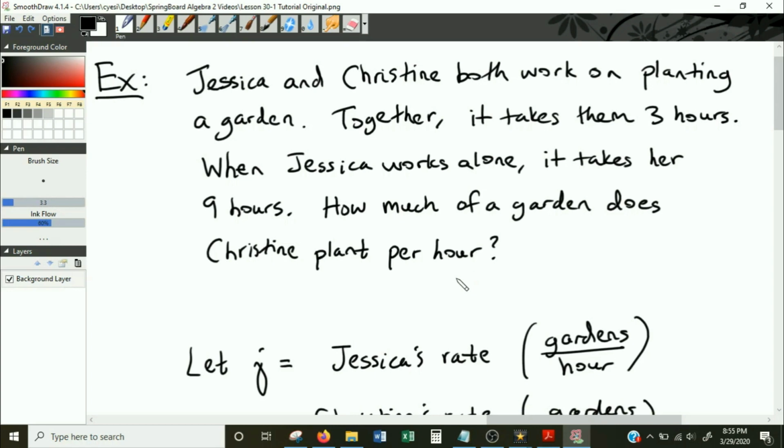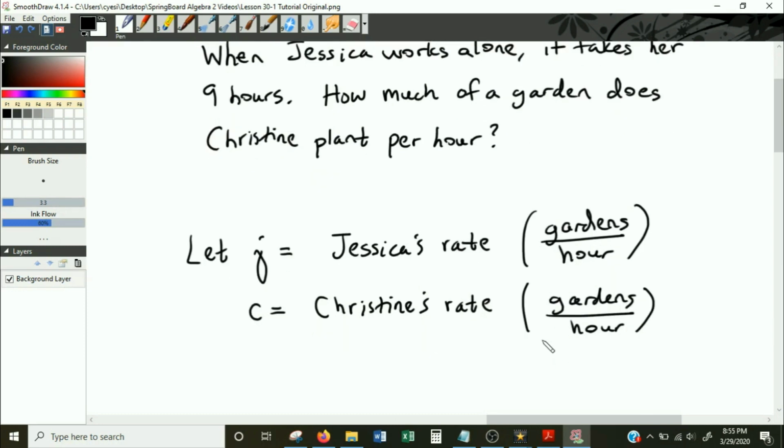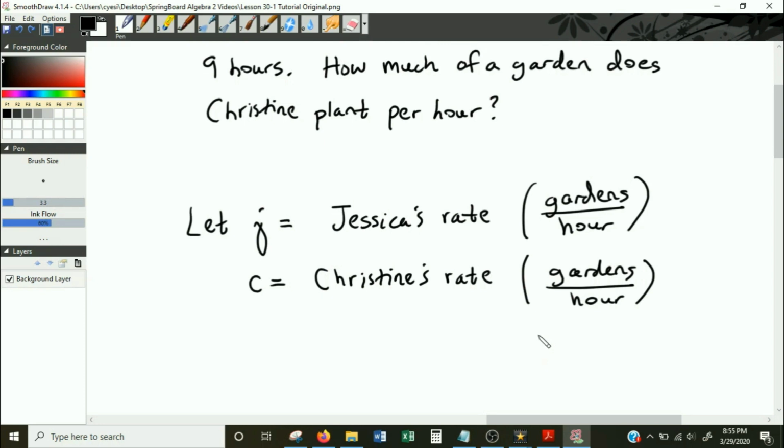So the way to approach this is, first we let J equal Jessica's rate in gardens per hour. So that's how fast she plants the garden. And C is Christine's rate, so her rate in gardens per hour. It's how fast she plants gardens per hour.